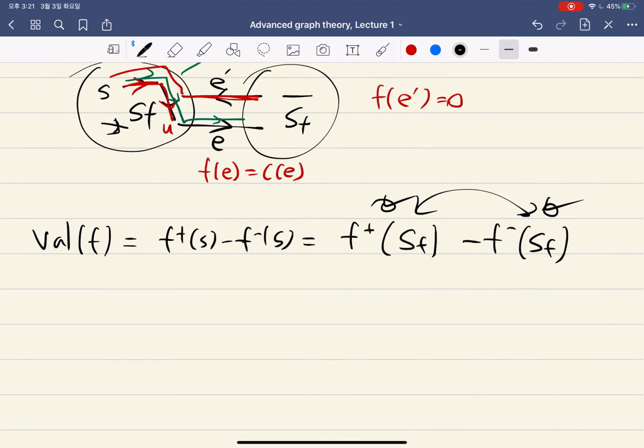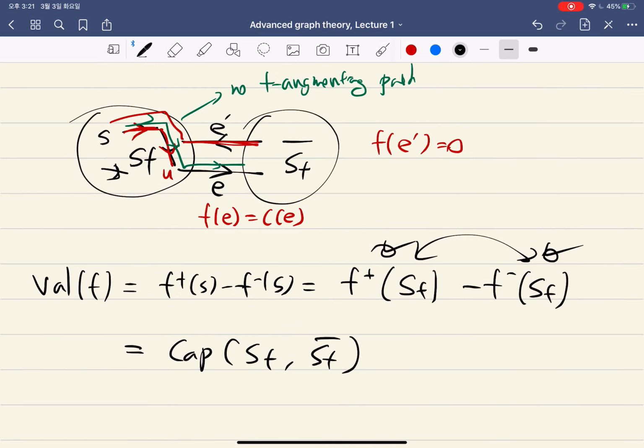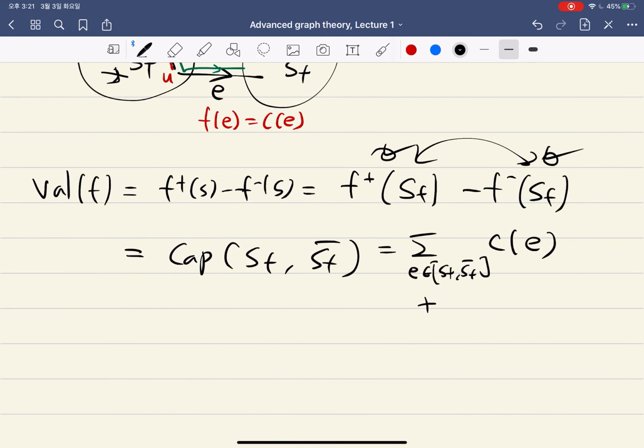This is simply the same as the capacity of this cut, because it is exactly the summation of all the edges from S_F to its complement, of f(e), and then we just show that this is the same as the capacity. So this is the same as this plus this minus.